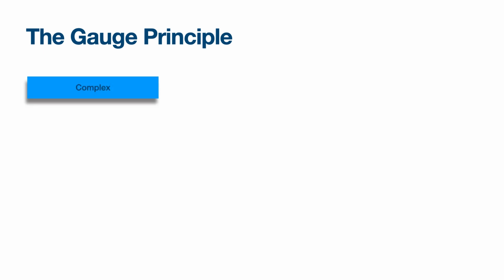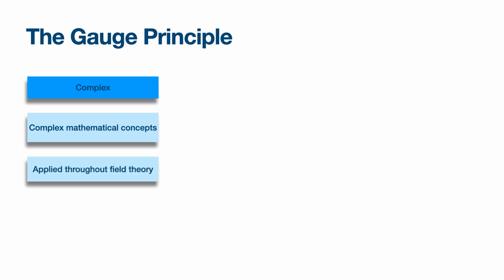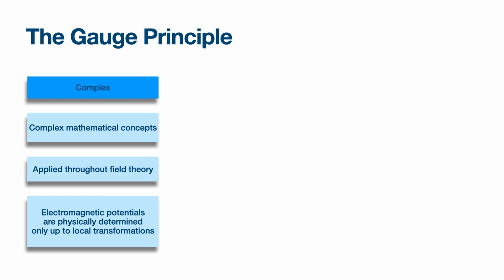It is a complex and broad subject. Gauge invariance involves very complex mathematical concepts. It is applied throughout field theory and therefore may take on different forms. In the context of electromagnetism, it means that the potential can be changed by a local transformation without physical consequences.